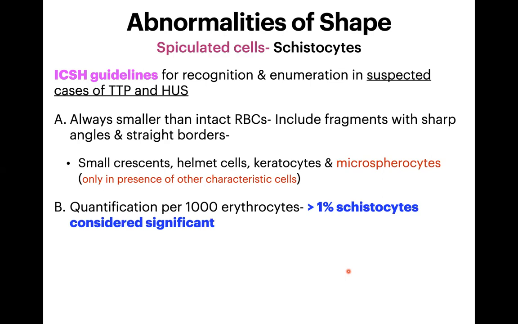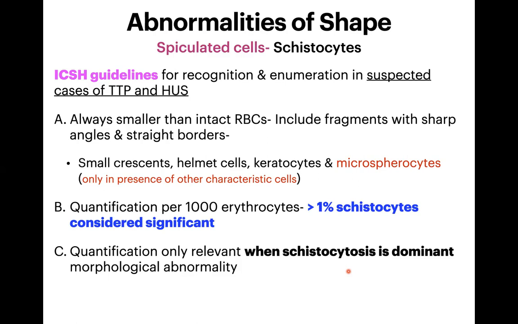And more than 1% of schistocytes is considered significant for these entities. But to reach that 1%, count at least 1,000 erythrocytes, either at 40x or 100x, whichever power is convenient for you, you are comfortable with. Just count at that. And the quantification is only relevant when schistocytosis is the dominant morphological abnormality.